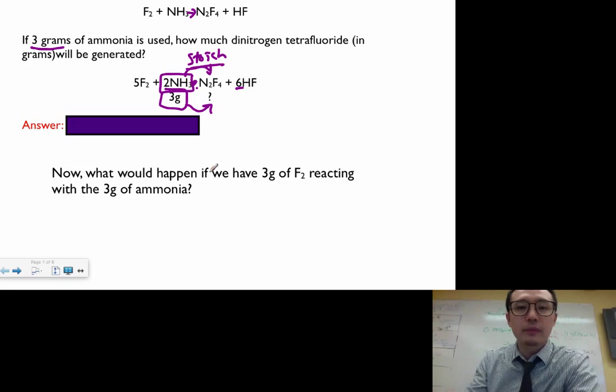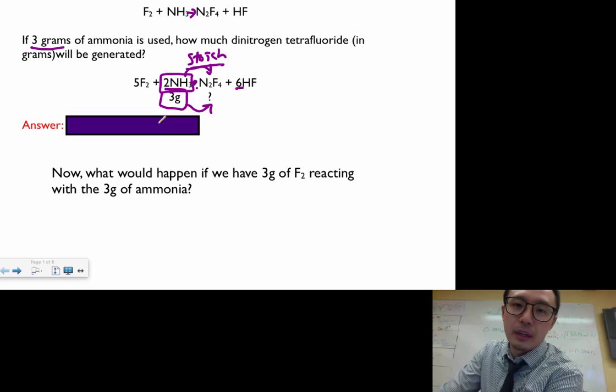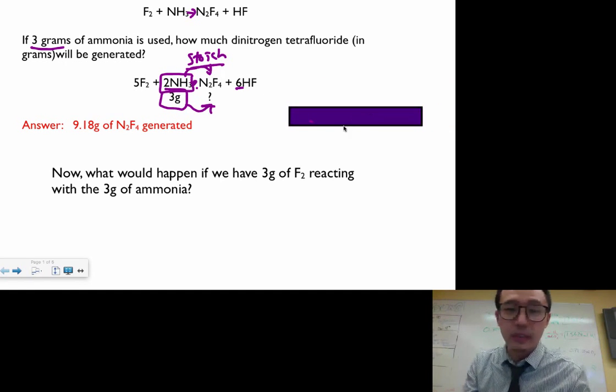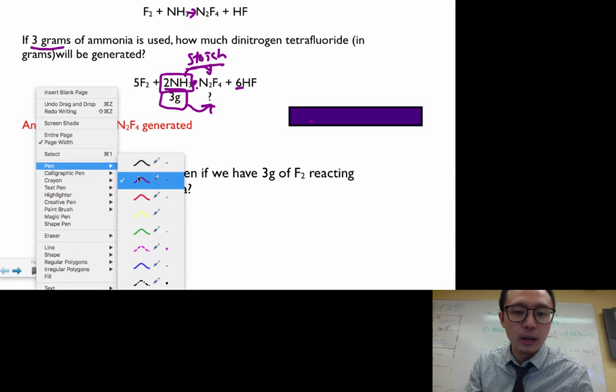If you want to fast forward into the limiting reactants calculations, you're welcome to. But once you have done this, if you calculate the mass of N2F4 produced, you'll get an answer of about 9.18. So that's stoichiometry. So far that is just very straightforward with one given.